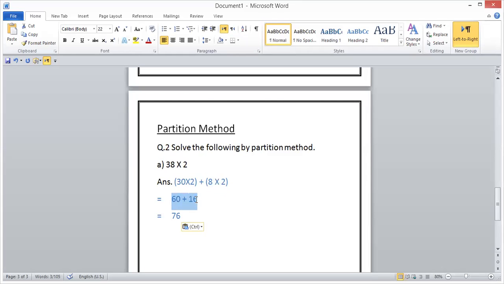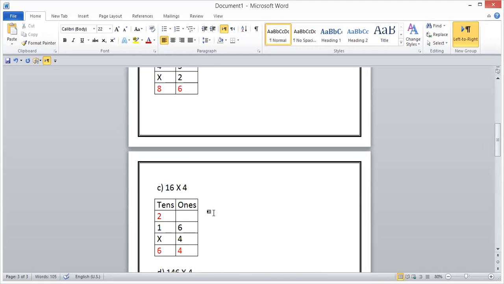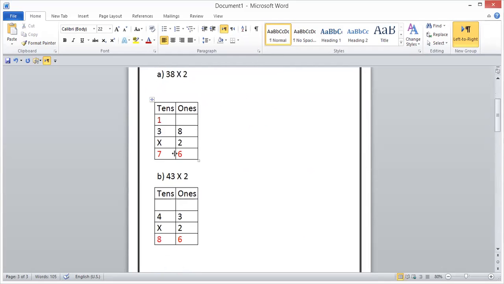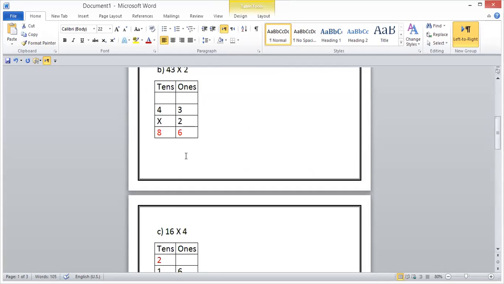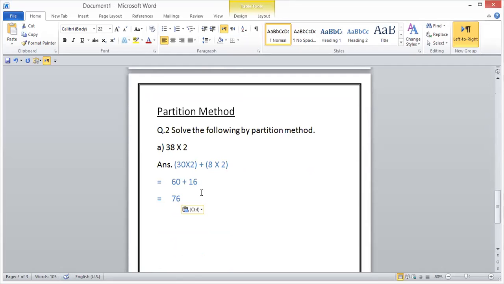And it is also very easy to add 60 and 16. Right? So 60 plus 16 is equal to 76. So the answer of 38 multiplied by 2 is equal to 76. This is the same question, 38 multiplied by 2. We are just changing the method. We are doing it with partition method and we are checking with another method. The answer will be the same. Is it clear, guys?